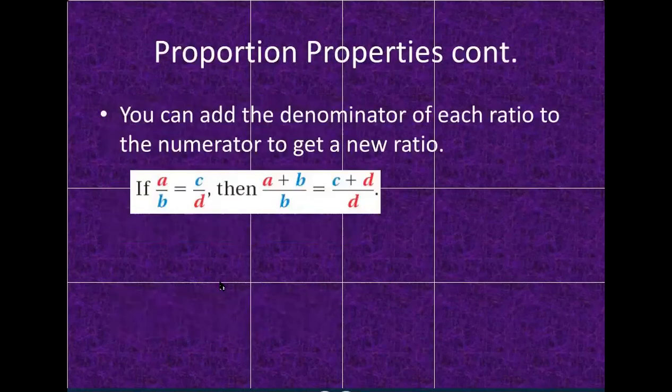The third property: you can add the denominator of each ratio to its numerator to get a new ratio. This is the denominator, and the second one is also a denominator. So we can say a plus b over b equals c plus d over d. Back to the property: you add the denominator of each ratio to the numerator to get a new ratio.